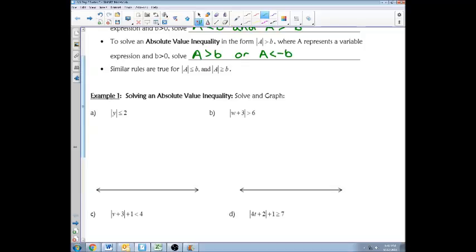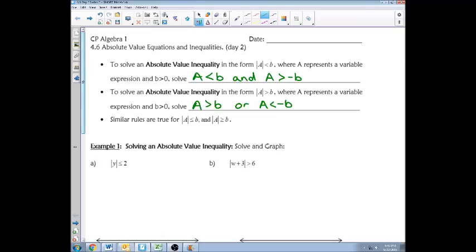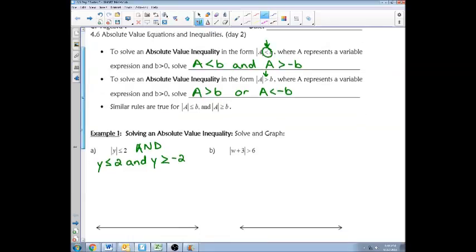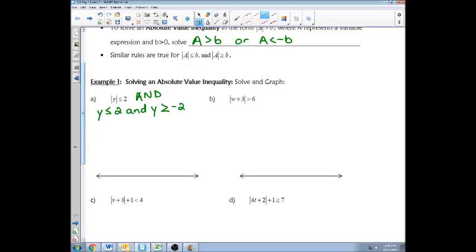The first problem says that my absolute value of y is less than or equal to 2. Well, if we go back up to the top, we're looking for the one that says less than. It's this one here. So I'm going to have an AND problem. So y will be less than or equal to 2 and y will be greater than or equal to negative 2. Since it is an AND problem, I can write this as a compound inequality. So negative 2 is less than or equal to y, and y is less than or equal to positive 2.